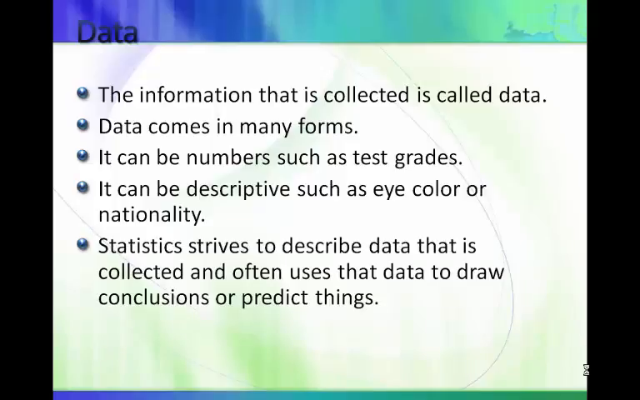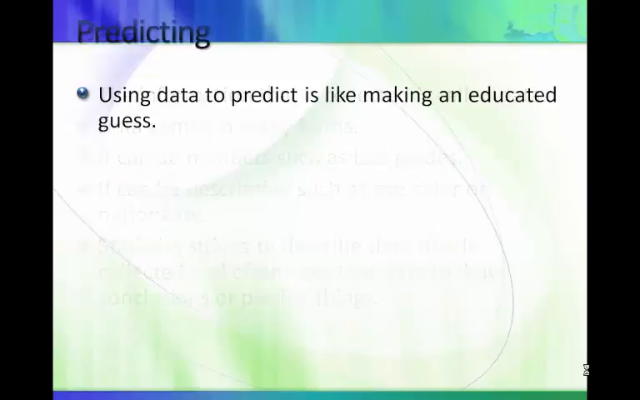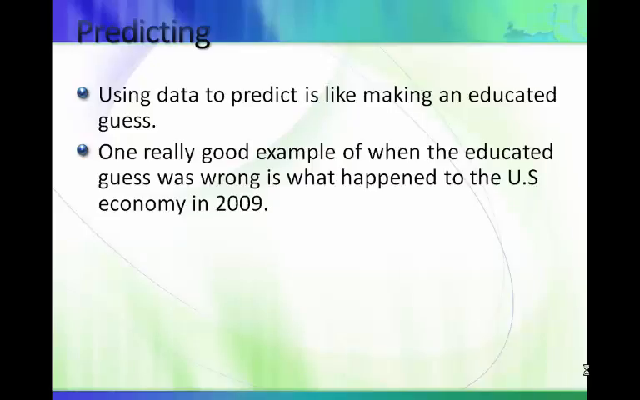Statistics strives to describe data that is collected and often uses that data to draw conclusions or predict things. Using data to predict is like making an educated guess. One really good example of when the educated guess was wrong is what happened to the U.S. economy in 2009.